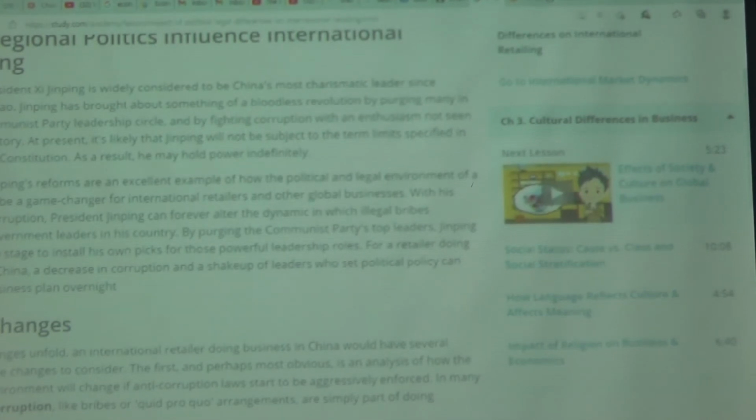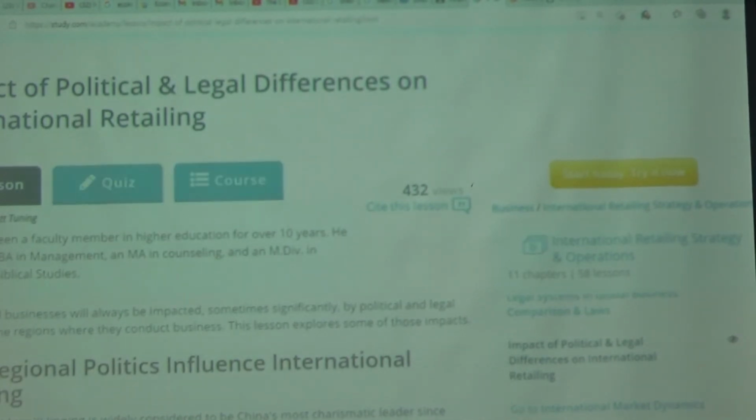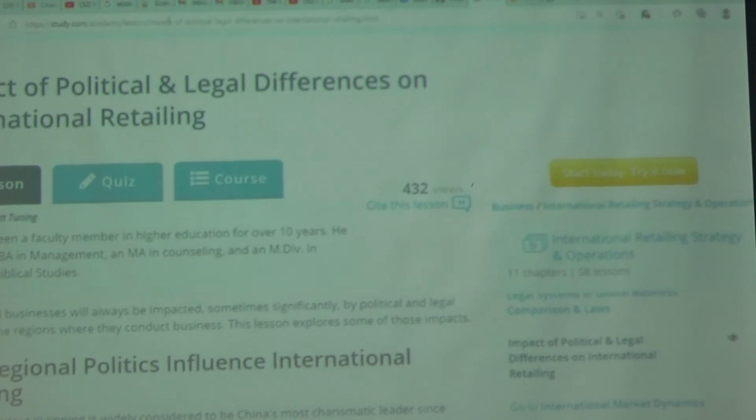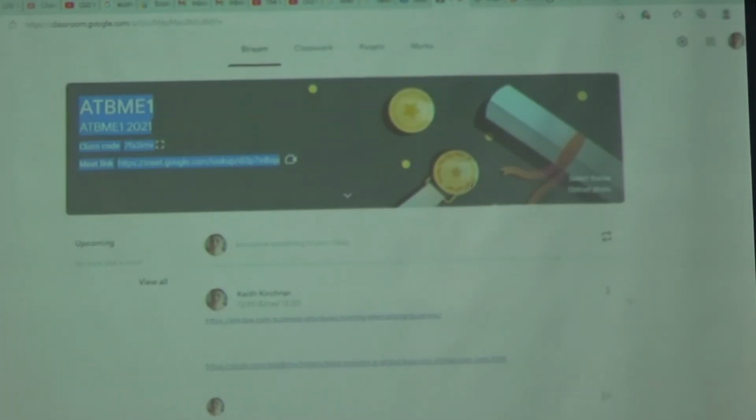I think that's all I want to do today on politics. I put these lessons, these articles, into the classroom for everyone, so you'll be able to use them. I can even show you here. I'll put this one in too.